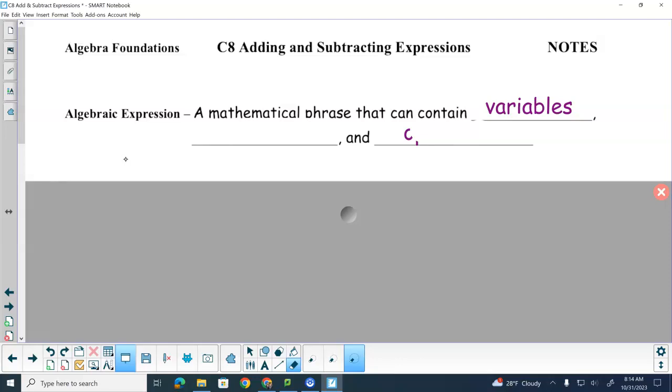Variable. We already got variables. What else can it contain? It's an N word. It's not numerator, but it's close. Numbers. Okay, we also call those constants. And an O word. Operation.